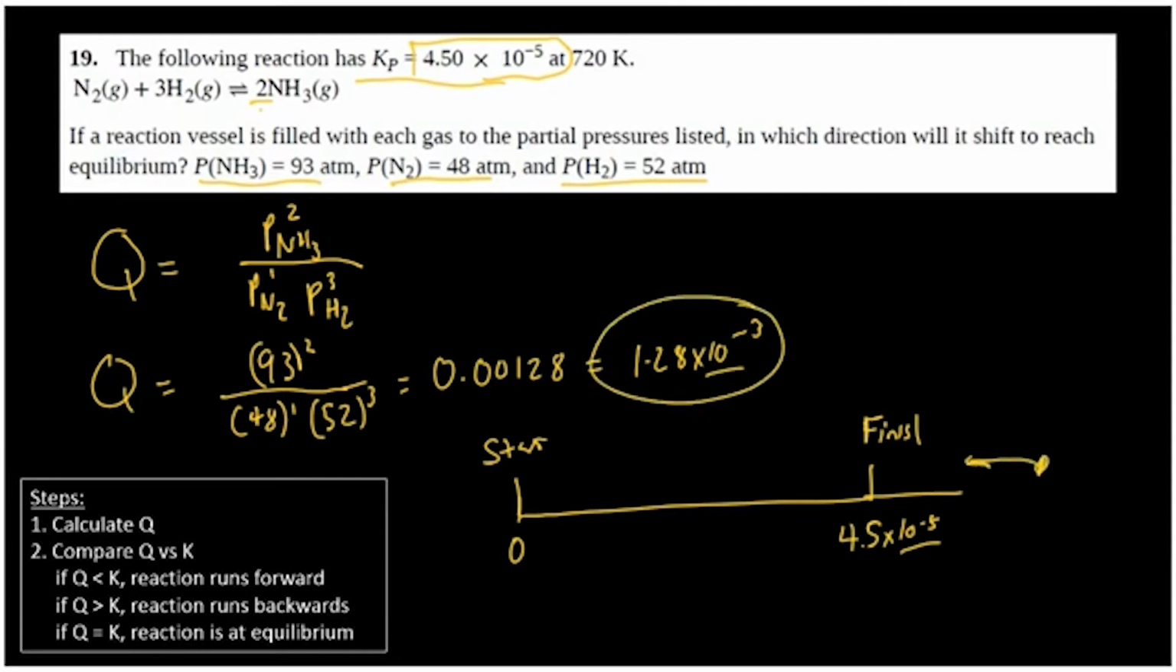And that means that to get to equilibrium, we're going to need to run backwards. So no, it's not at equilibrium, and it needs to run backwards towards our reactants to get to equilibrium. It's overshot the finish line.